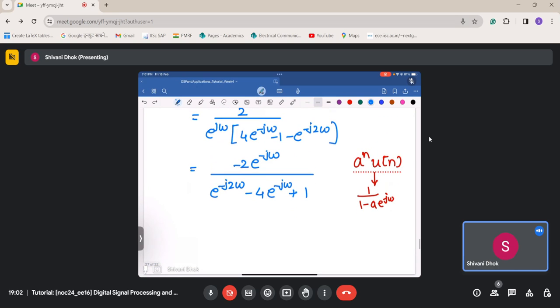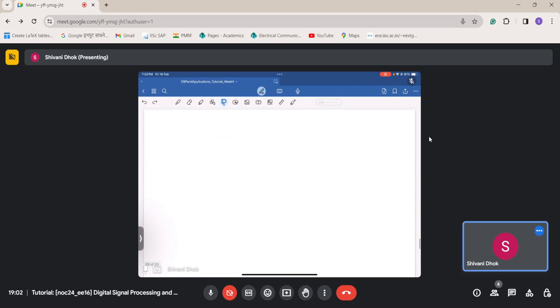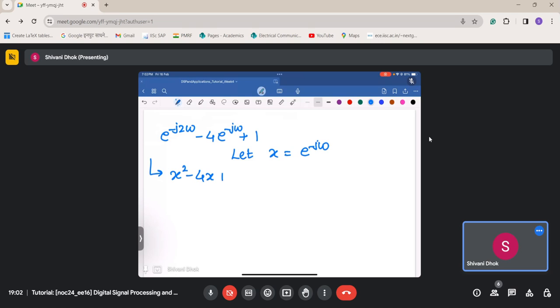Now let us just focus on this thing. So let me take this. In this, let x be equal to e power minus j omega. So this thing I can write as x square minus 4x plus 1, and I want to factorize it.